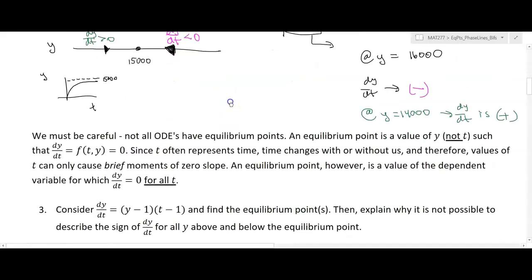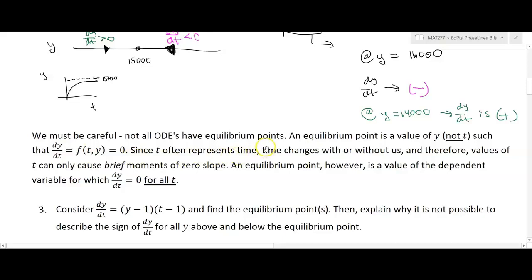So this is a really powerful analysis. And we've got to be careful because not all ODEs have equilibrium points. I just want to emphasize here that an equilibrium point is a value of y. It's not a value of t. It's a value of the dependent variable such that dy/dt is 0.